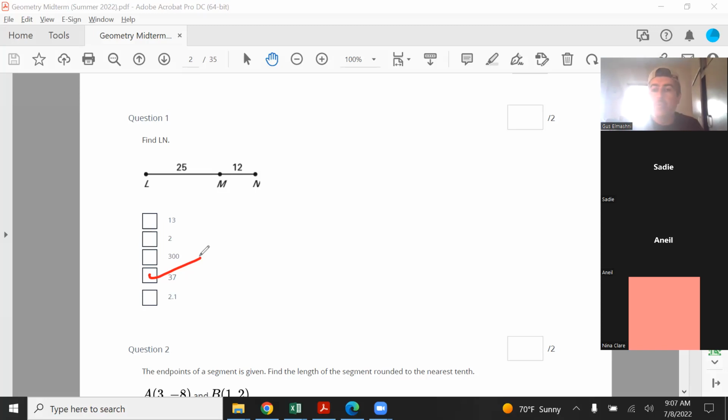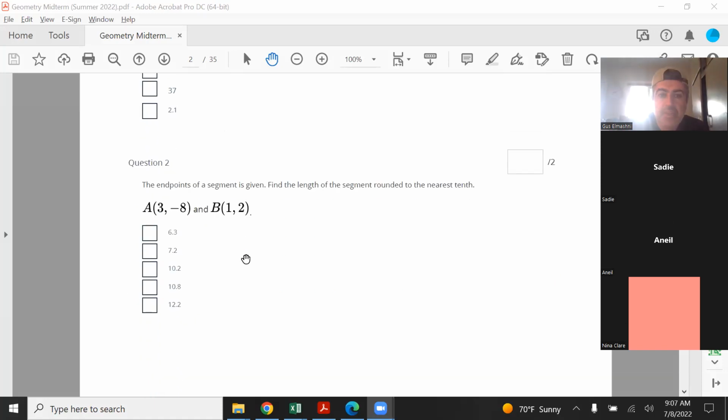Okay, again, every question is worth 2 points. And if you have questions, just stop me and let me know, or type in the chat, or speak in the microphone. Next is asking to find the length of that segment, rounded to the nearest tenth. So you can just plot the points really quickly.